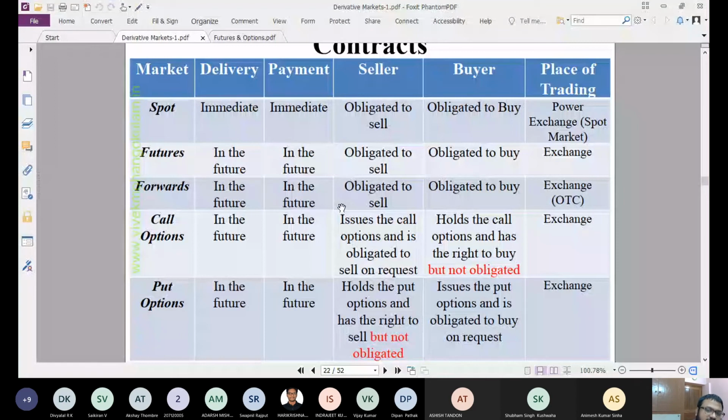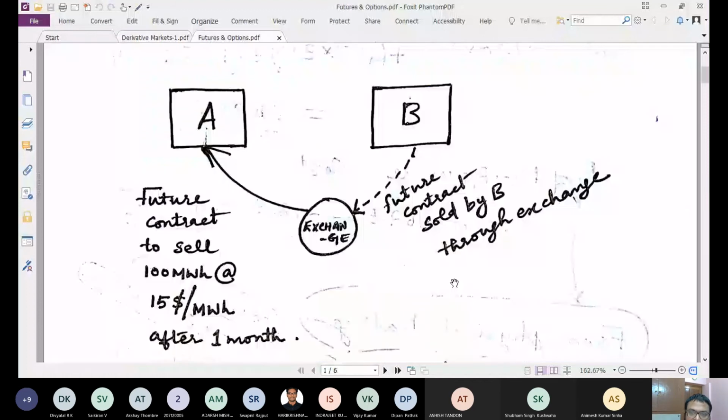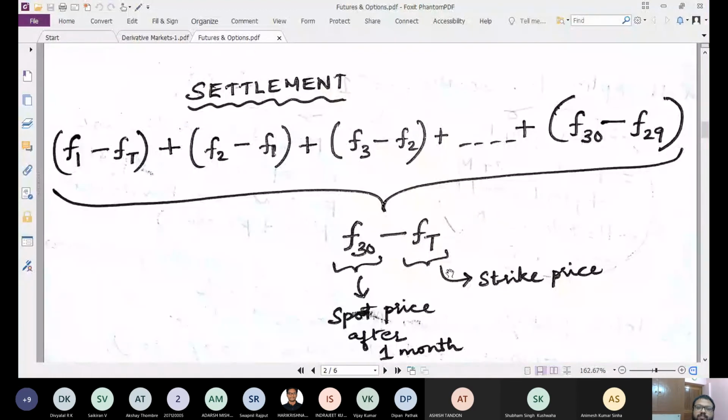From the next day onwards, they start settling. So each day it is settled, and at the expiration date it is completely settled. So you will see the net settlement, which is another option. Suppose this FT is the strike price, and 1 month is the duration of the contract. Suppose for the coming month, the contract is active.